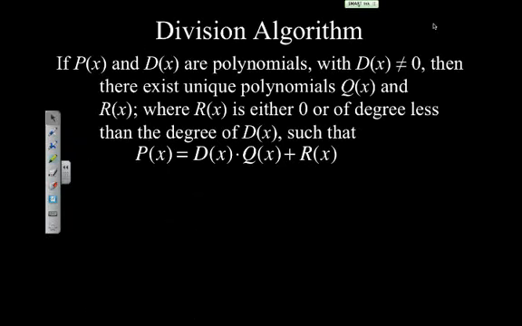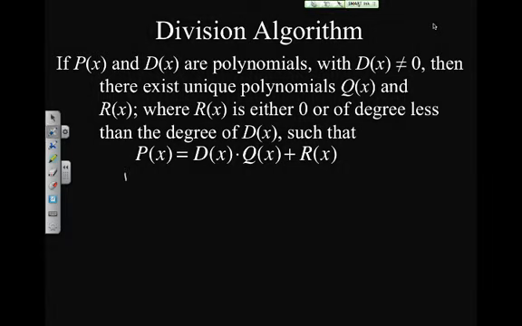So now our division algorithm, and here's what this says. If p of x and d of x are both polynomials, and d of x is not 0, then there exist unique polynomials q of x and r of x, where r of x is either 0 or of a degree less than the degree of d of x, such that this is true. P of x can be written as, or is equal to, d of x times q of x plus r of x. So here's what this is saying. P of x is simply your polynomial.